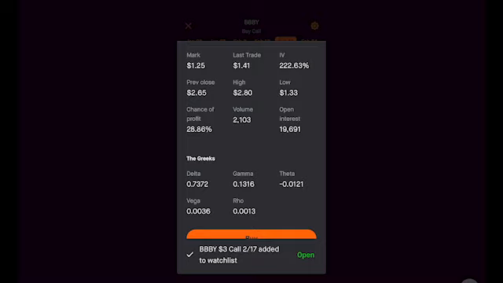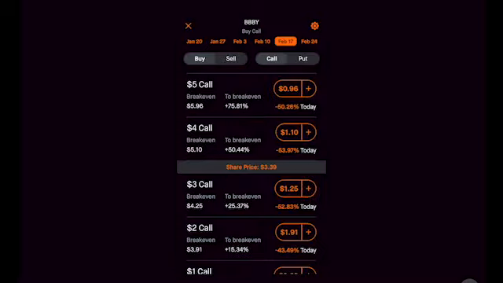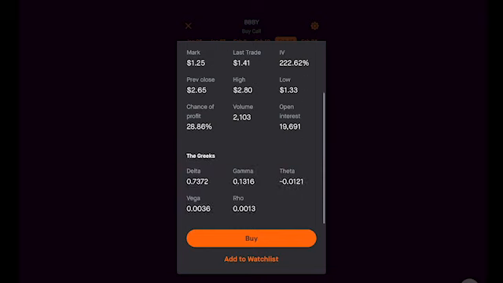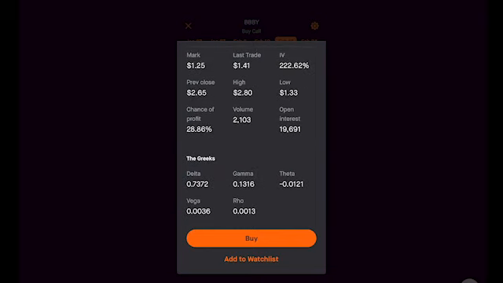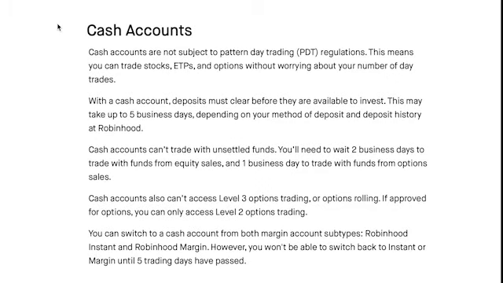Once you decide the strategy that you're going to be using in option trading, whether it be long calls, long puts, short calls, if you are going to day trade or swing trade, it's important to get a cash account on Robinhood. A cash account basically allows you to day trade. A day trade is when you buy an option contract and you sell it the same day. So it's important to have a cash account because that's going to allow you to day trade every single day.